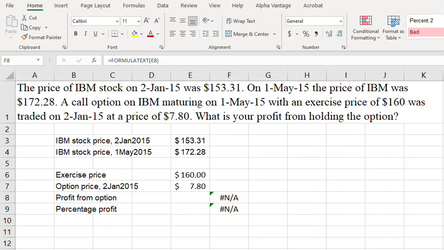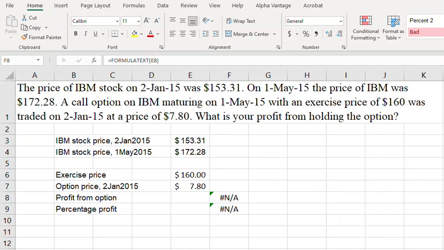Quiz 5, question 9. The price of IBM stock on the 2nd of January was $153.31, and on the 1st of May, the price of IBM was $172.28. A call option on IBM maturing on the 1st of May with an exercise price of $160 was traded on January 2nd at a price of $7.80. What is your profit from holding this option?